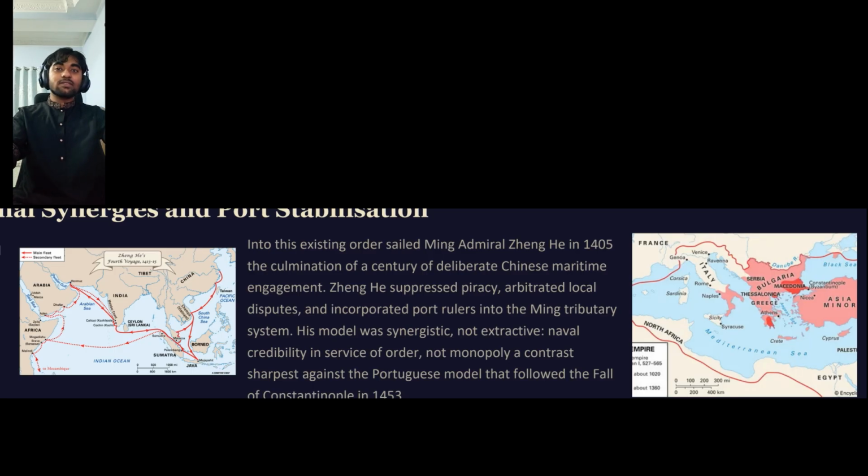Finally, this history is still relevant today. Why? Modern China's Belt and Road Initiative, which was launched in 2013, often refers to Zheng He as a symbol of peaceful trade and connectivity. Now, although the modern world is very different, the comparison raises a historical question. Can global trade be stabilized through cooperation and infrastructure, or does great power involvement inevitably become extractive?